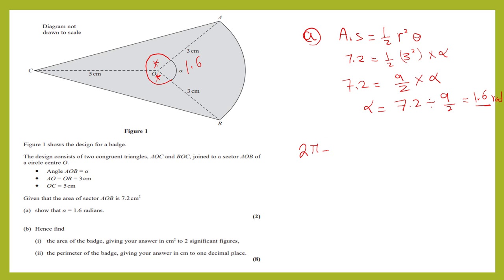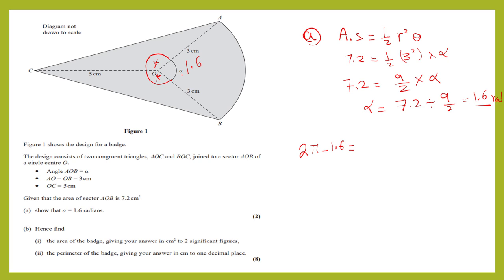2 pi minus 1.6, which is the alpha. Then you divide them by 2 to get the star. So how do you get the star again? You have this part, all of this is 2 pi. You're going to remove the 1.6. You remove first the 1.6, then the answer you will divide by 2.